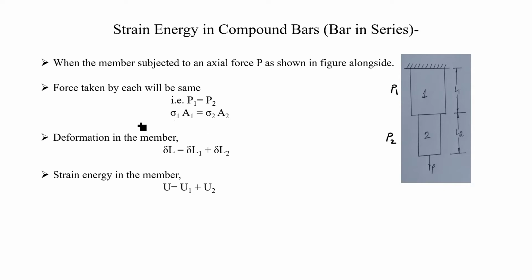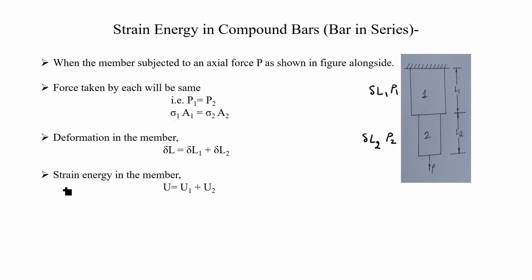When we talk about force, we talk about stress. There has to be some amount of deformation or strain in the body. So the deformation in the member, which I say as delta L for the entire body, will be delta L1, which is the change in length for the first bar, plus delta L2, the change in length of the second bar. The summation of both will be the total change in length in the member.